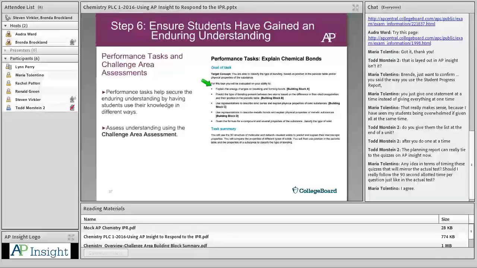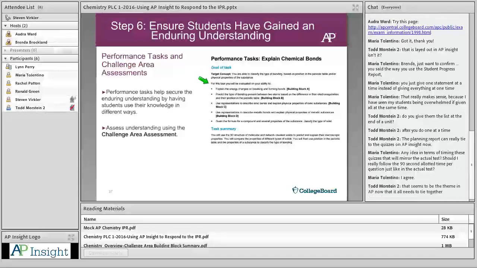So again, for those students who maybe were struggling on the thermochemistry that we saw on the IPR, this would be a great opportunity for you to check that, yes, things are now going well for those kids. And then again, assessing the understanding through your challenge area assessment is going to be great because now the students have to write about it.